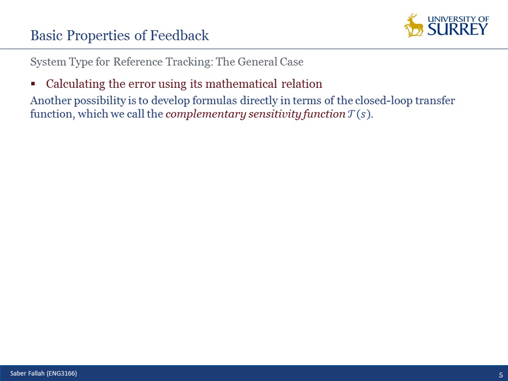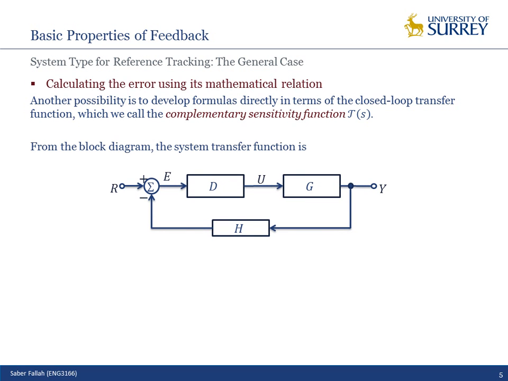1 minus S, sensitivity transfer function. Why do we call it complementary sensitivity function? We can see from the block diagram. The system transfer function is, here is again the closed loop system. This is the control block diagram. G is the plant transfer function, and H is most probably the sensor transfer function in the feedback.